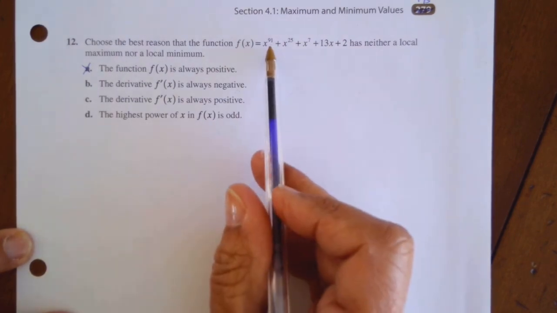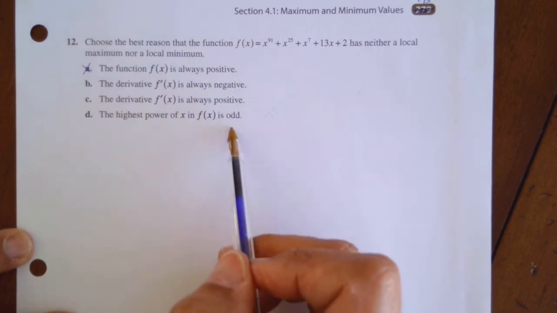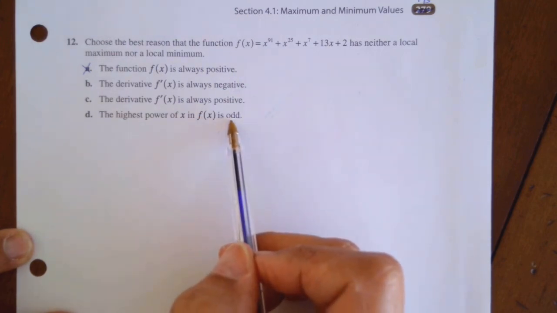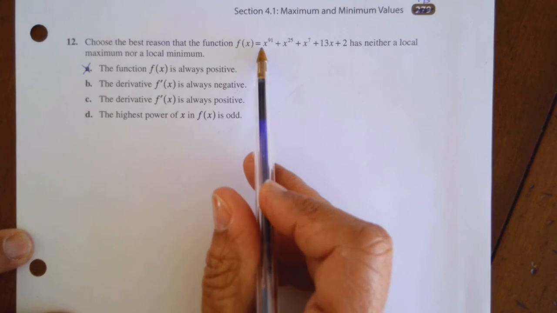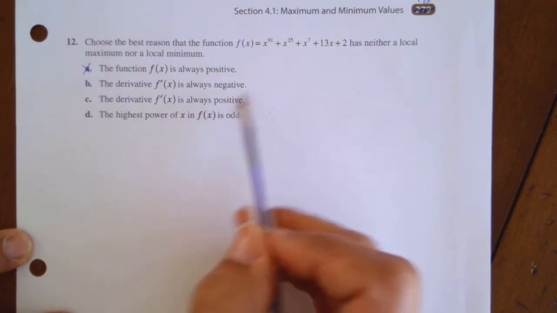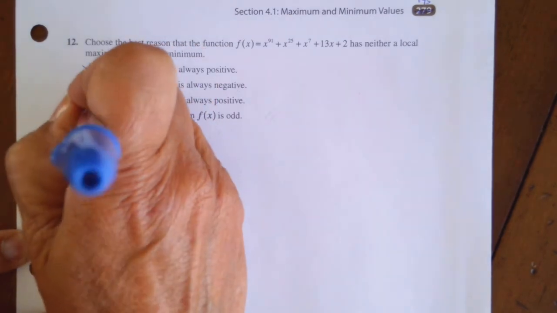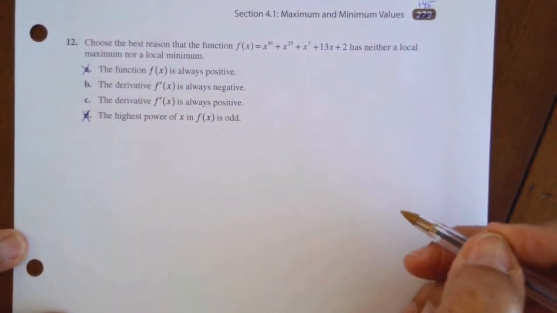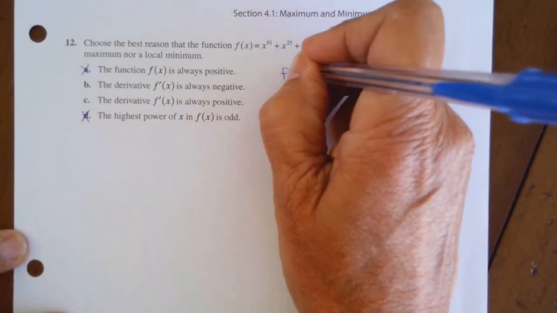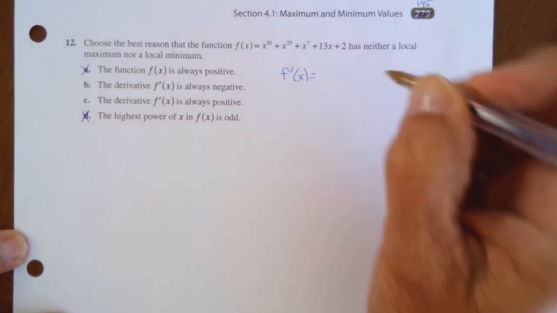The highest power of x in f of x is odd. Yeah, again, that doesn't really have any bearing on what I'm doing, because an odd function just tells me what the function's doing, but not the derivatives. To find maxes and mins, we are talking about a derivative. So that can't be. All right, well, let's look at the derivative then.